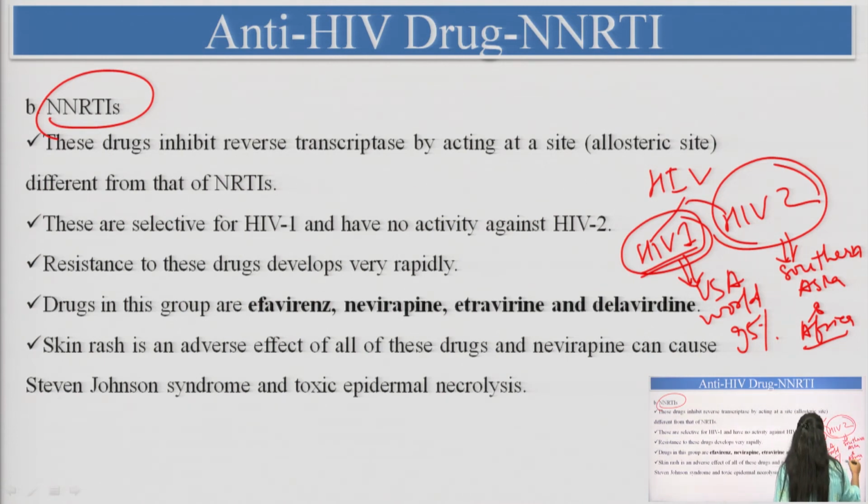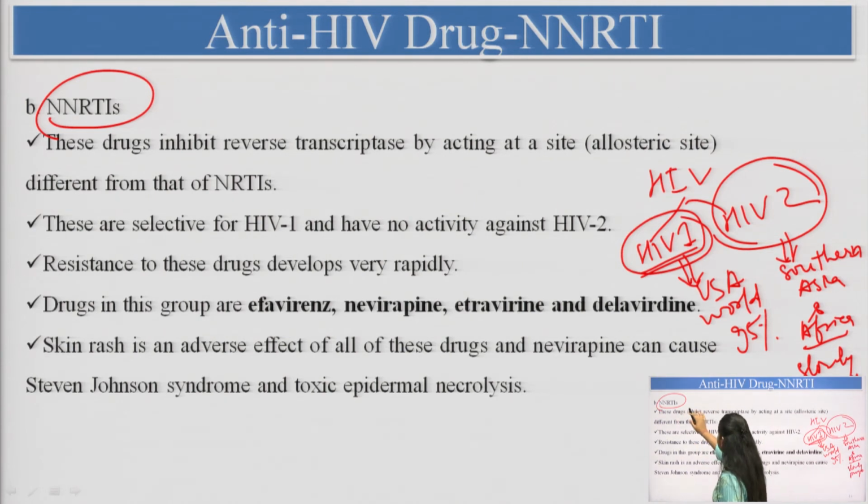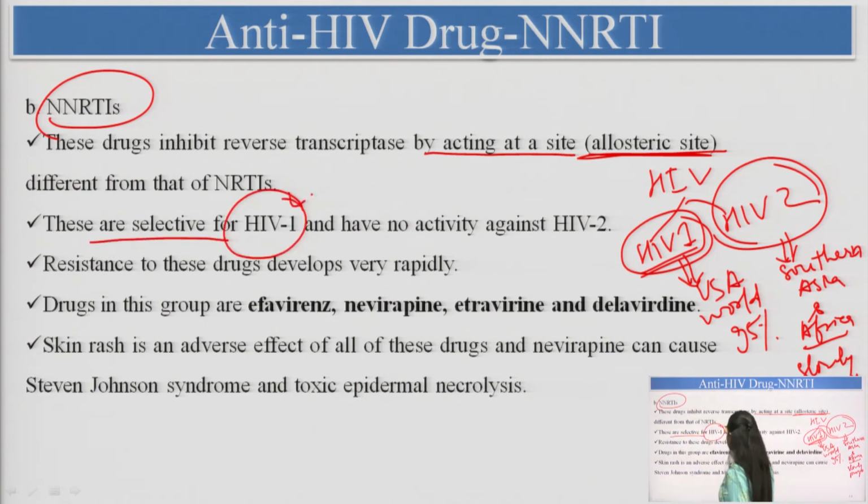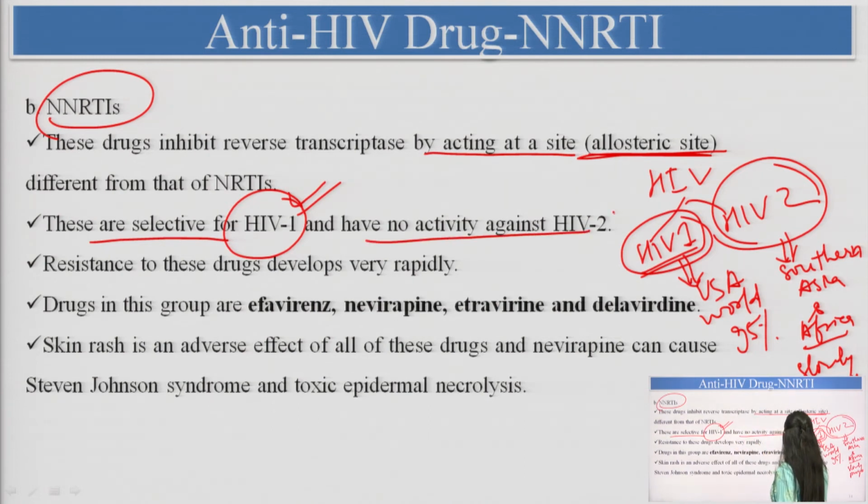In HIV-2 the disease progresses slowly. So there are some differences between HIV-1 and HIV-2 depending on the number of cases and the sites we have seen. The NNRTIs act non-competitively, on a site called the allosteric site, which is different from the site of the NRTIs. These are selective for HIV-1 and have no activity against HIV-2. That's why I told you the difference here.